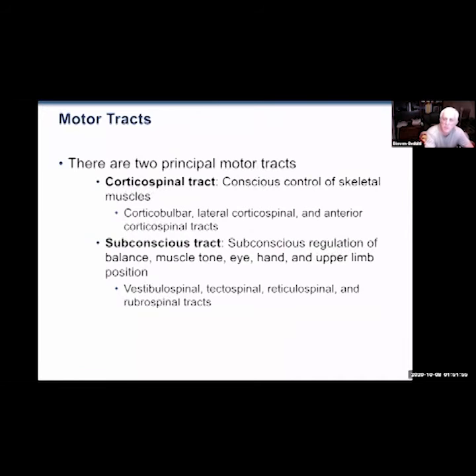There are two principal motor tracts from the brain. There's the corticospinal tract, and there's the subconscious tract. The corticospinal tract is the conscious control of your skeletal muscles. That consists of the corticobulbar, the lateral corticospinal, and the anterior corticospinal tracts. These are the ones that have conscious control of your skeletal muscles.